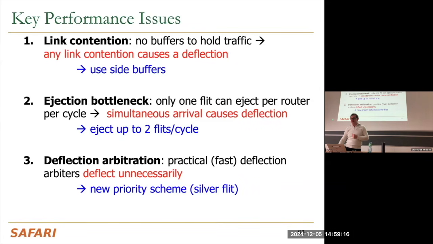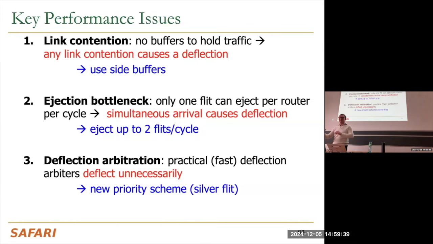So we're going to introduce a few ideas. A lot of them are quite simple once you know the problems. We're going to use side buffers, and I'm going to talk about what that is. We're going to eject more flits per cycle, which is not going to affect complexity a lot, but it's going to buy you a lot of performance. And we're going to introduce a silver flit in addition to the golden flit so that we don't deflect things. Again, this is another level of priority, right?